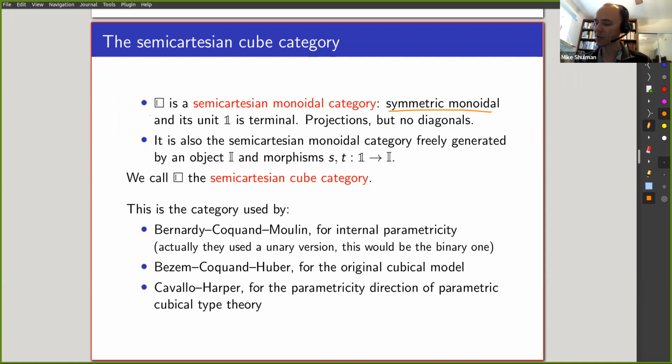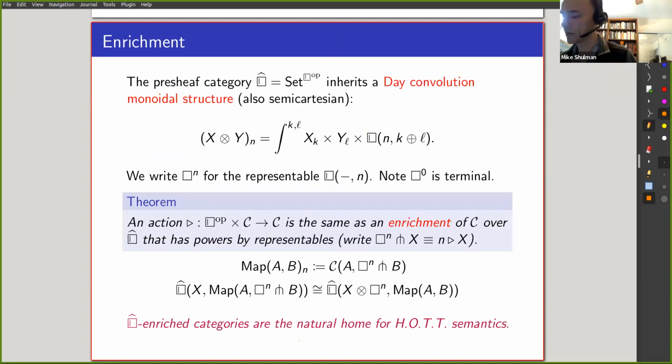So this is sometimes called the semi-Cartesian cube category, or the substructural cube category, or the symmetric cube category, or sometimes maybe the affine cube category. And it was used by a bunch of other people. For internal parametricity, there was a unary version of this which was used, and then the original BCH cubical model used this notion of cubical set, and more recently it's been used to add parametricity to cubical type theory and so on. So it has a long pedigree, this cube category that we're using.